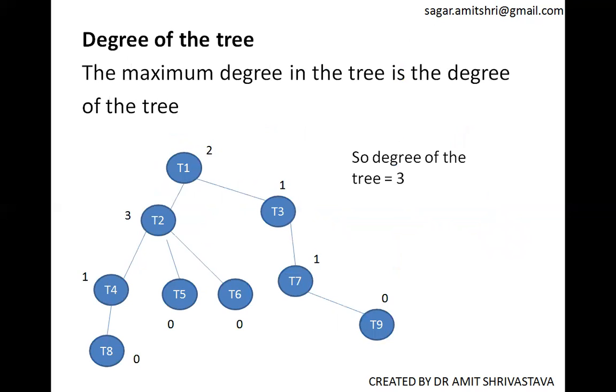Now degree of the tree will be the maximum degree of any node present in that tree. So here I have written, this is our tree. यहाँ T1 के साइड में मैंने 2 लिखा हुआ है, then 3 behind this T2. All these are indicating the degrees of these particular nodes. So we can see that in this whole tree, the maximum degree is of T2 and which is 3. So my degree of a tree becomes 3.